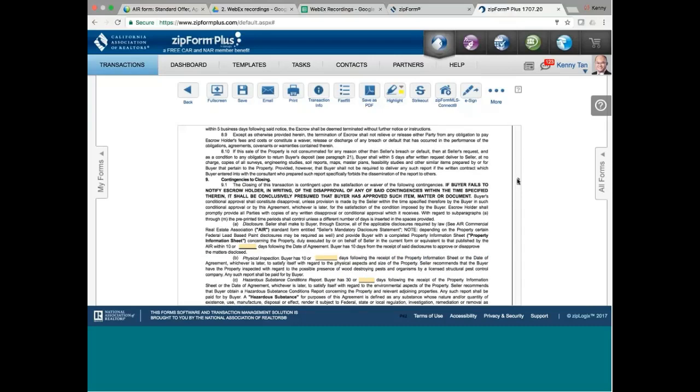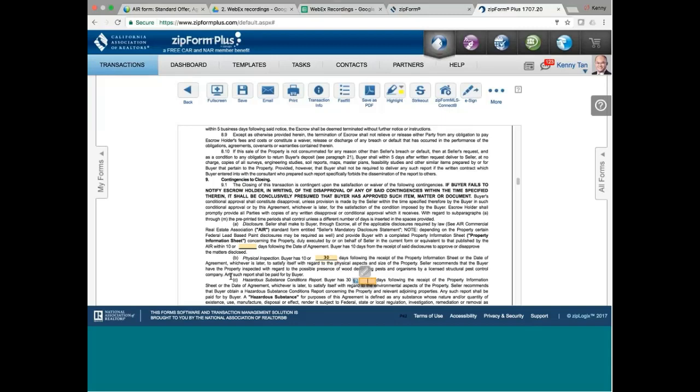So usually we want the seller to provide the property information sheet to the buyer within 10 days of opening escrow. Physical inspection, you can change it from 10 days to some other period, depending on what type of property you're dealing with. But in many commercial deals, physical inspection could be anywhere from 10 days to 60 days. So for a 5-unit apartment complex, I would say 30 days. Okay.